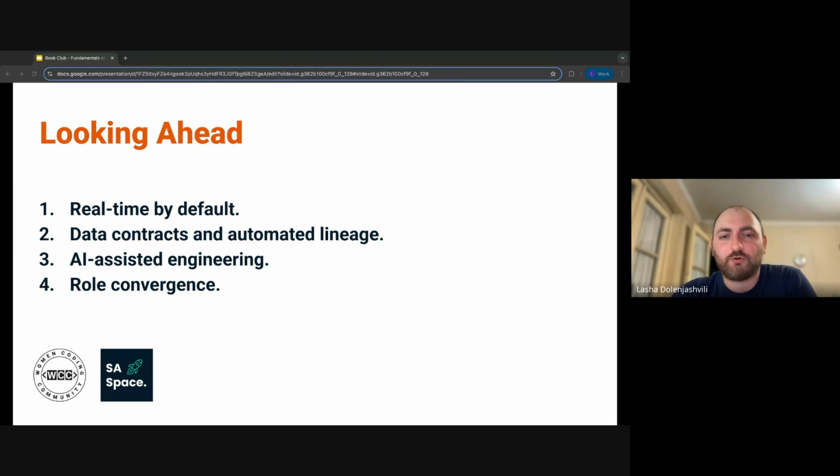Data contracts and automated lineage are very trendy in today's data engineering landscape. So it's important to combat poor data quality. The industry is moving toward enforceable version control schemas at the source. And we have, of course, AI-assisted engineering. Large language models, for example, are already helping us write different code, whether it is Python, Java, or SQL.